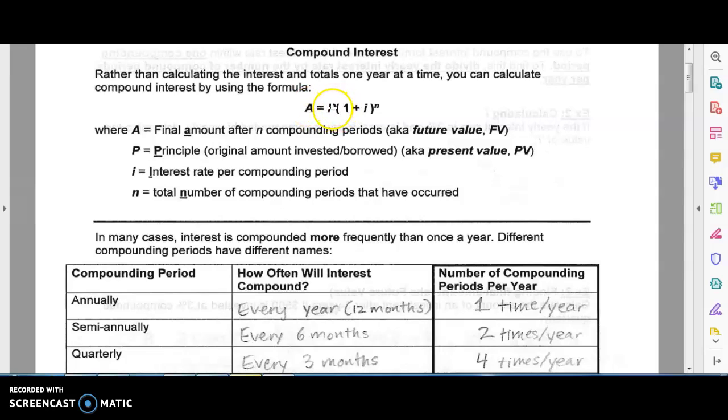P is the principal. That principal, remember, is always the original amount invested or borrowed. i is the interest rate, and notice here for compound interest, it's the interest rate per compounding period. We'll talk about what that means in more detail a little further down in the lesson. And the n, the exponent there, is the total number of compounding periods that have occurred. Again, we'll talk about that right now here in this table.